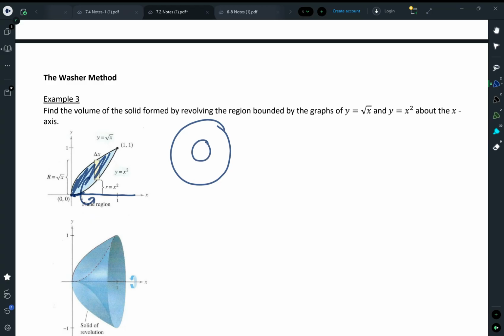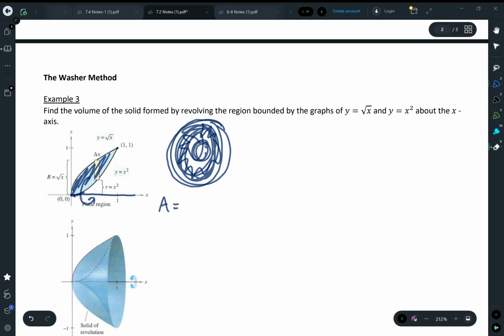When I go to find my area of a cross section, my area is going to be the area of the big circle minus the area of the little circle inside. That would give us this kind of ring around it, right? Because I want it to be all the way around. I want it to have a hole in the middle. So I'm going to do big circle minus little circle. And I'm going to redraw that because it looks so terrible.